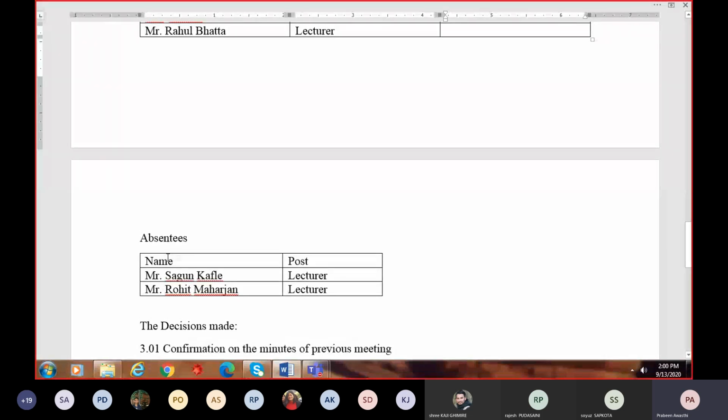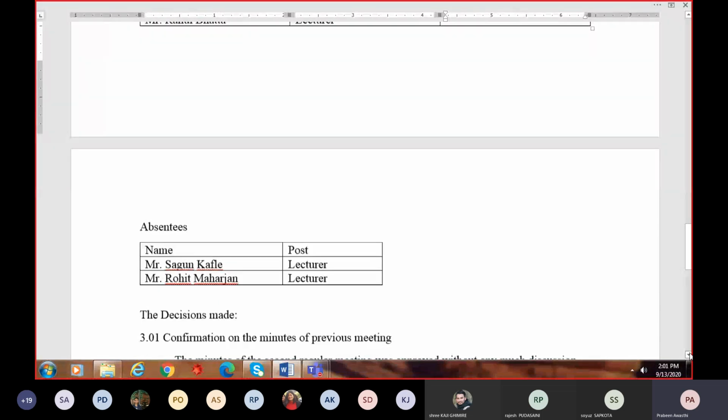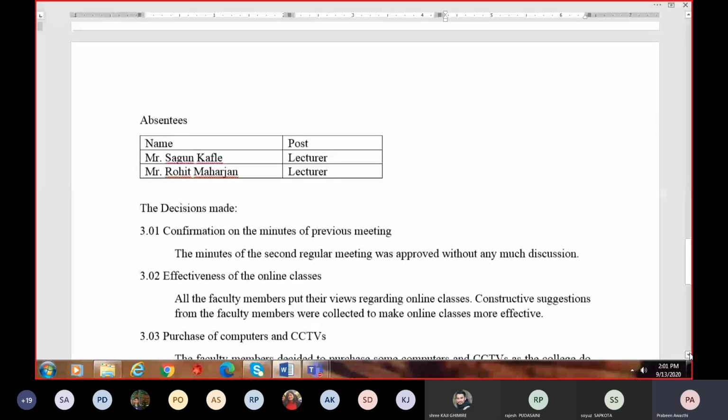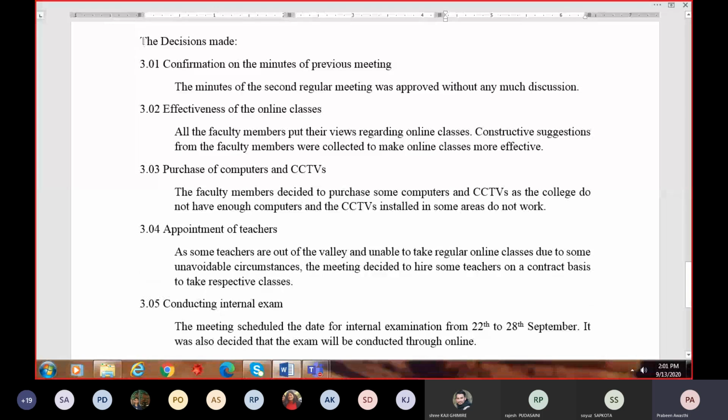That means you know what to write in notice, minutes. Absentees, name, post. Okay, this is just, I invented the names. Then most important part in a minute is the decisions made. This is the backbone of your minutes.